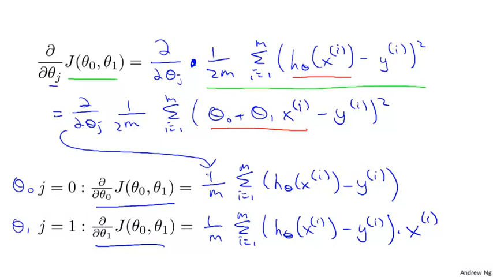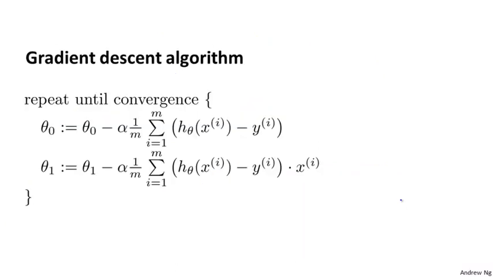But so, armed with these definitions, or armed with what we worked out to be the derivatives, which is really just the slope of the cost function J, we can now plug them back into our gradient descent algorithm. So here's gradient descent for linear regression. We're just going to repeat until convergence: theta 0 and theta 1 get updated as this thing minus alpha times the derivative term. So this term here. So here's our linear regression algorithm.